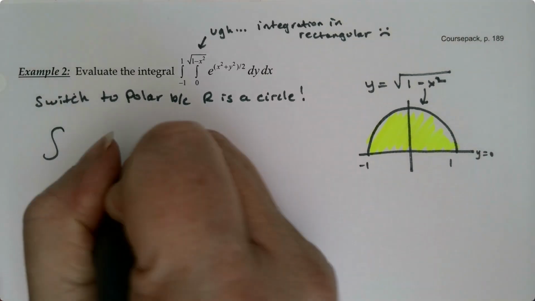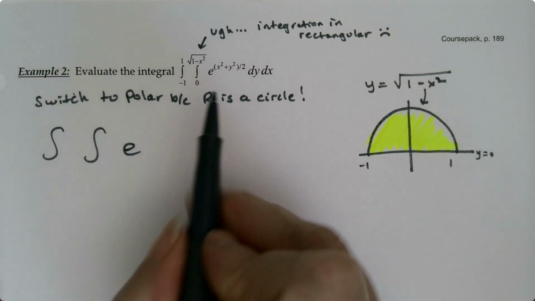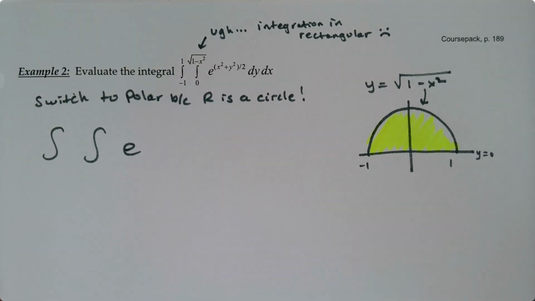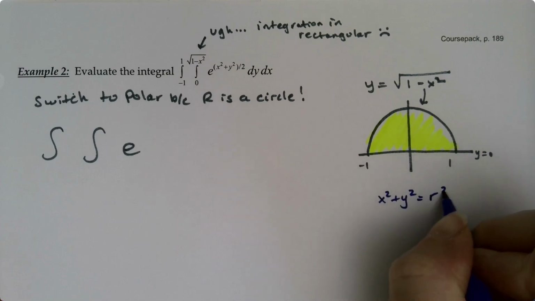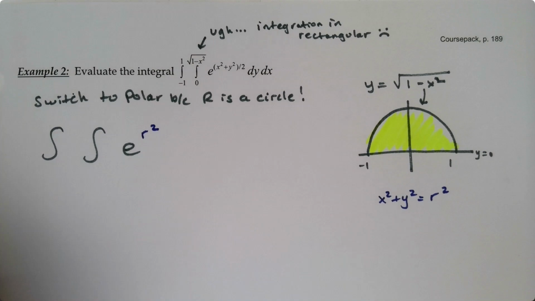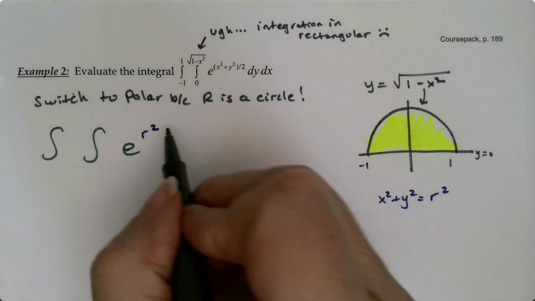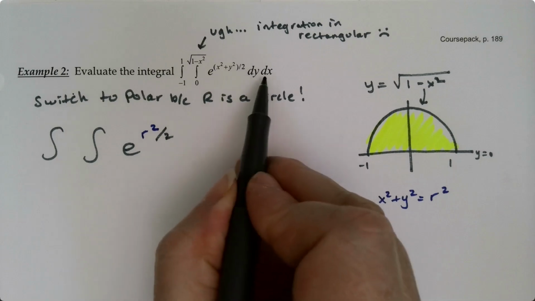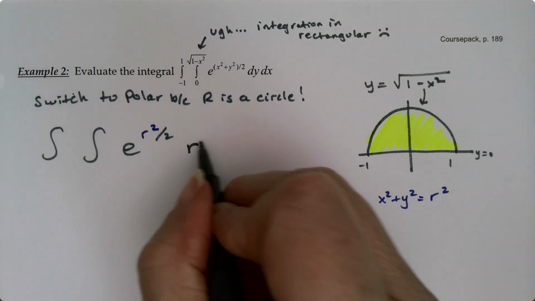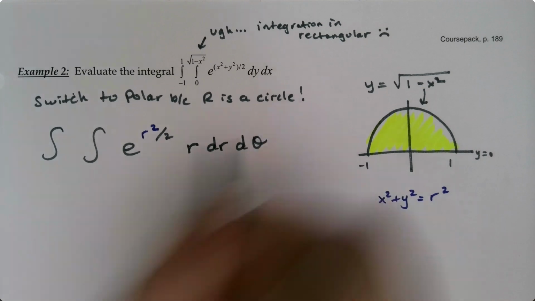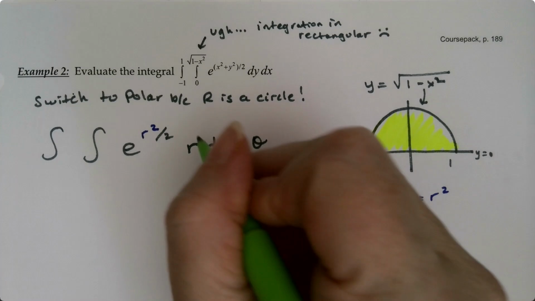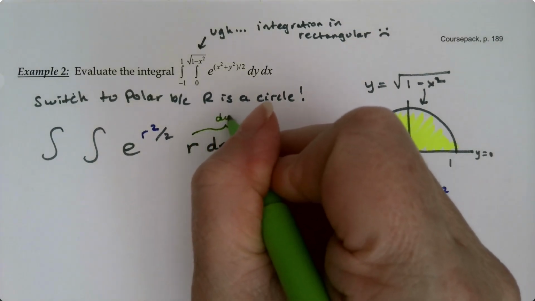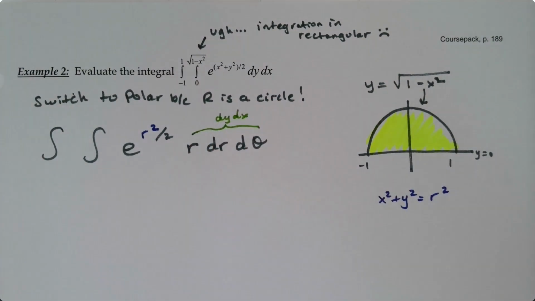Okay, so we're going to rewrite this. E to the, okay, wait. x squared plus y squared, remember, x squared plus y squared equals r squared. So that's e to the r squared over 2. And then instead of dy dx, we write r dr d theta. So dy dx turns into this, and then this is the x squared plus y squared.